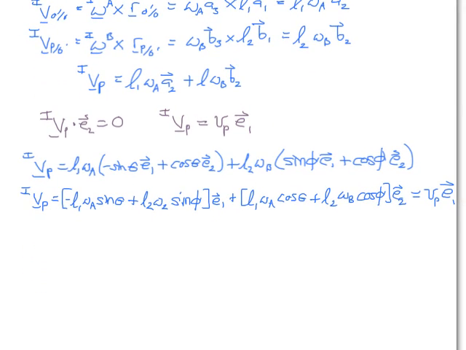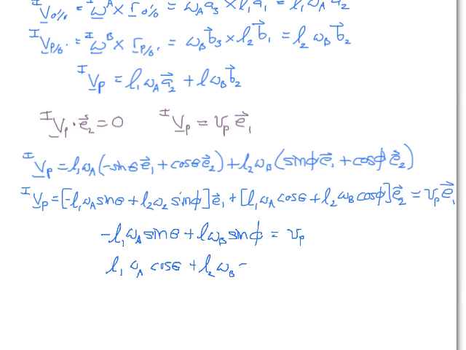Now equate our terms on each side of this expression so we have two scalar equations. The first equation is negative L1 omega A sine theta plus L2 omega B sine phi is equal to the speed of P, and then the second is L1 omega A cosine theta plus L2 omega B cosine phi is equal to 0.